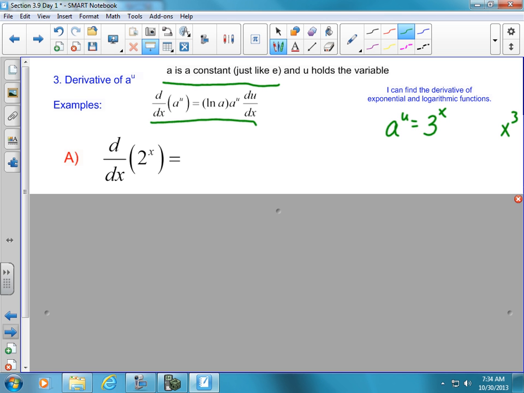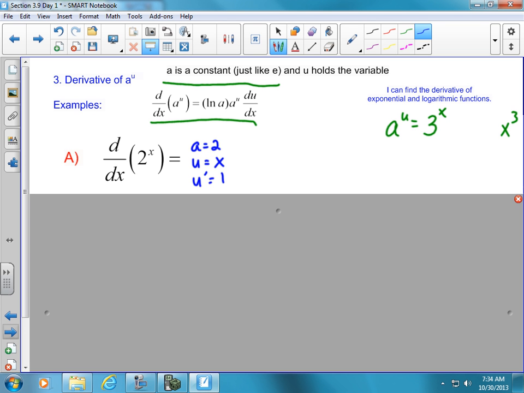So sometimes it's helpful to identify right off the bat what's a, what's u, what's the derivative of u, and then plug it into the equation. All right? So 2 to the x. In this case, a is equal to 2, u is equal to x, and then the derivative of u, we like this one, the derivative of u is 1, or du dx.